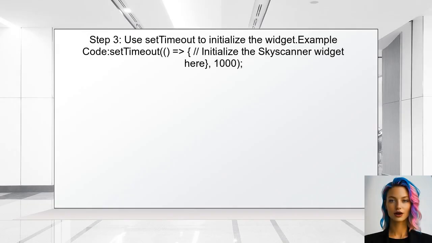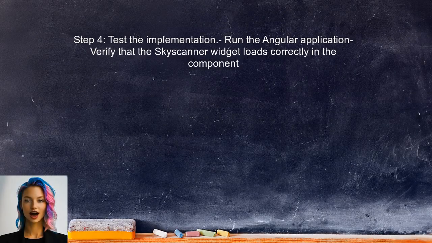After loading the script, the user may need to ensure that the widget is rendered correctly. This can be done by using a setTimeout function to delay the widget initialization until the script has fully loaded. Finally, the user should test the implementation by running the Angular application. They can check if the Skyscanner widget appears correctly without needing a full page refresh.